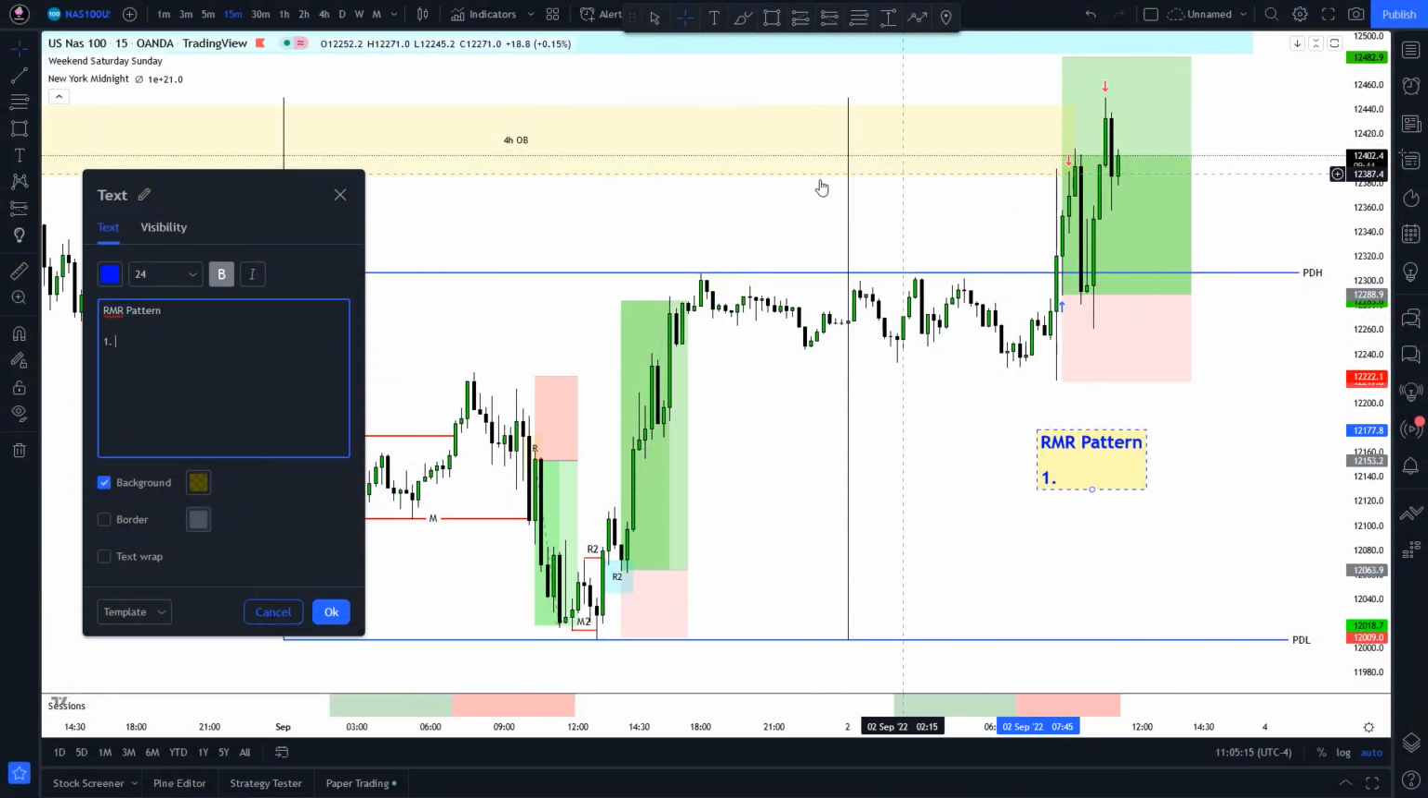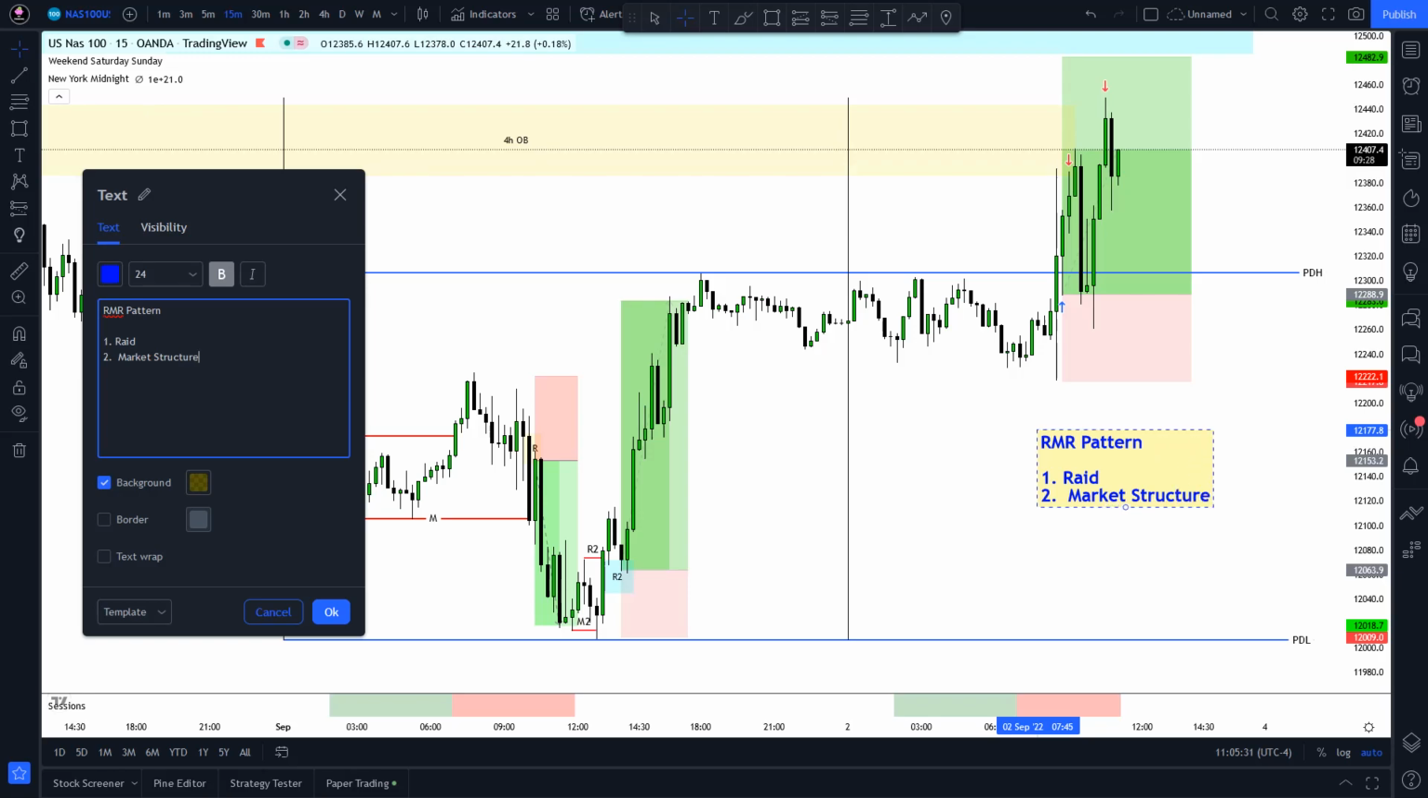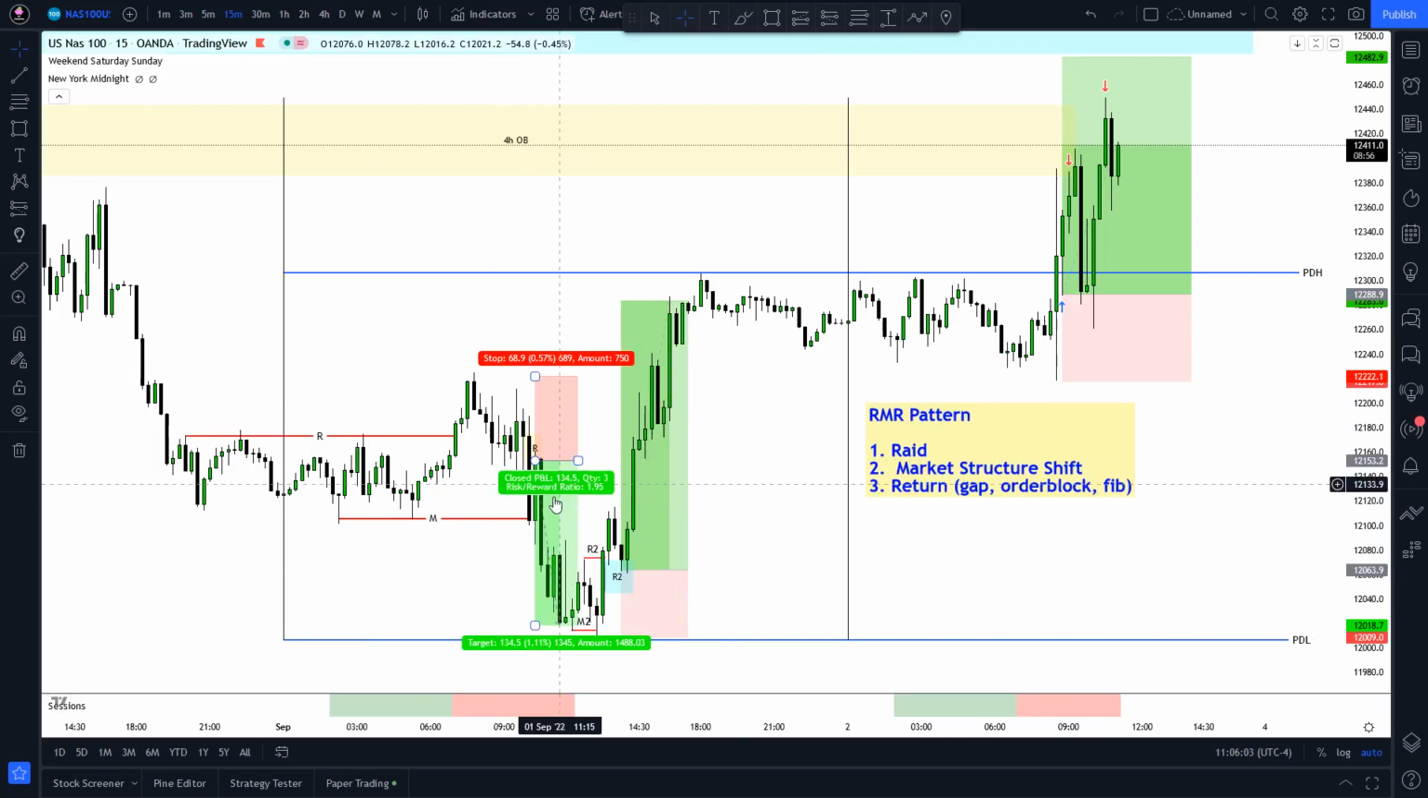All three trades here were made using the same pattern, which we call the RMR pattern. First we look for a raid, second we look for a market structure shift, and third we look for a return area. This is where we get into the trade, which in most cases is either in a gap, in an order block, or using a fib. I'm just going to zoom in on this first example down here.